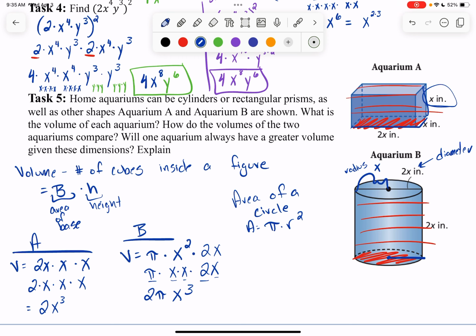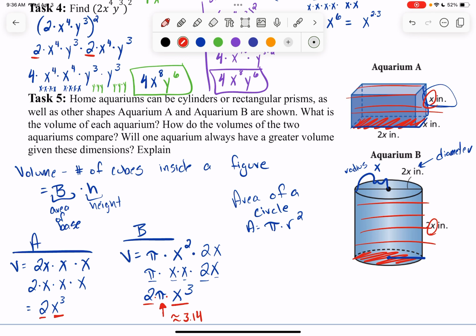Okay. So how do the volumes of the two aquariums compare? Well, let's compare them. They both have a 2. X is the same since it's the same problem. X is the same in both of them. So whatever the one x is, the other x is the same. So they both have x to the third. The cylinder, though, is multiplied by pi, which if you don't know, pi is approximately 3.14. So the aquarium B has that extra pi multiplied in there. So it's going to be pi times bigger.